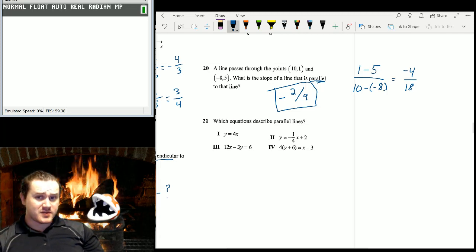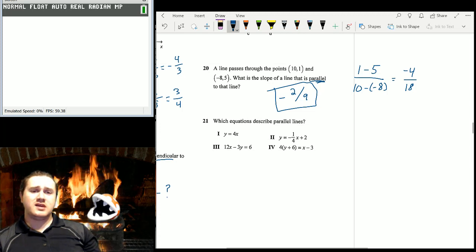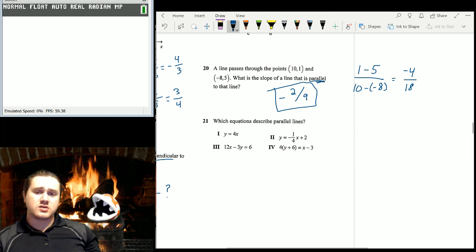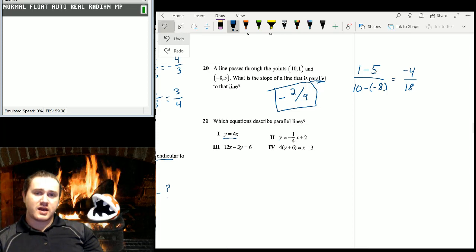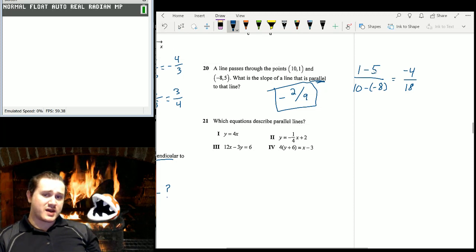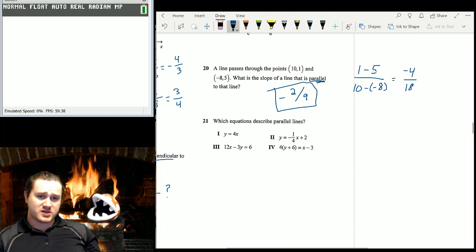As far as number 21 goes, we have to figure out which one of these are parallel. So the best way to do this is get everything in slope-intercept form, which basically means y by itself. So if you notice, 1 and 2 are already in slope-intercept form, so you don't have to adjust any of those. So it's really not a point in changing any of them. But let's look at 3 and 4. So if we notice those, y is not by itself, so we actually have to do some adjustments. So on number 3, we're going to subtract 12x from both sides.